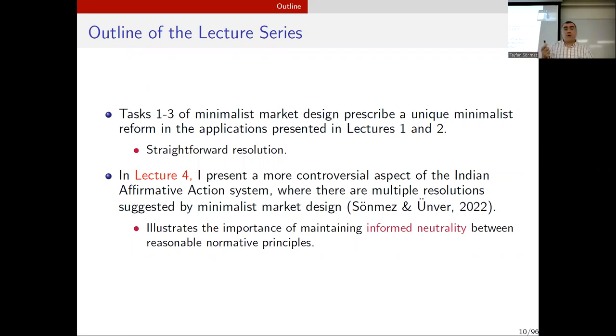Okay. In lecture four, however, I will present another application about Indian affirmative action, about the recent, more controversial aspect of it. And there, the resolution is not unique. And there is a huge difference between different elements. Now, if we just give one of them as economists, we might be biasing the system one way or another. And nobody would realize, right? So if we do not make it explicit, nobody will realize. Things which are a little bit simpler, people didn't realize, even we didn't realize for many, many years. So a layman will not realize. Okay.